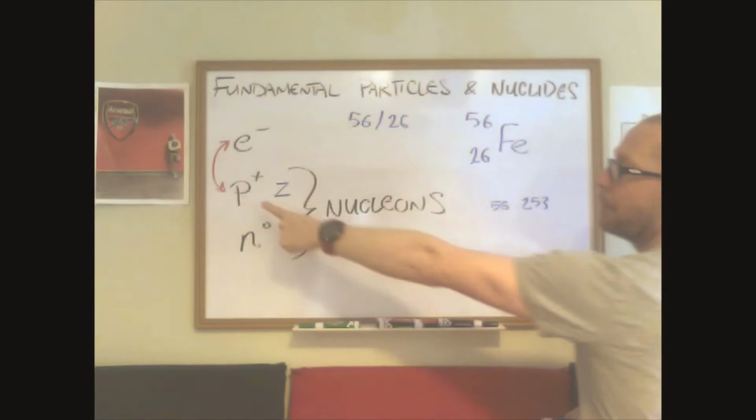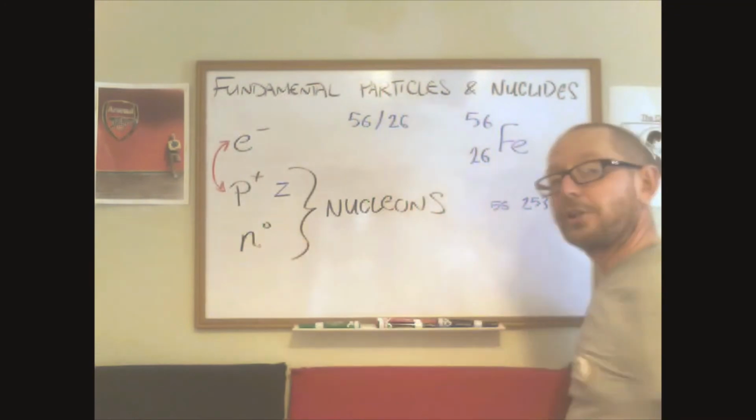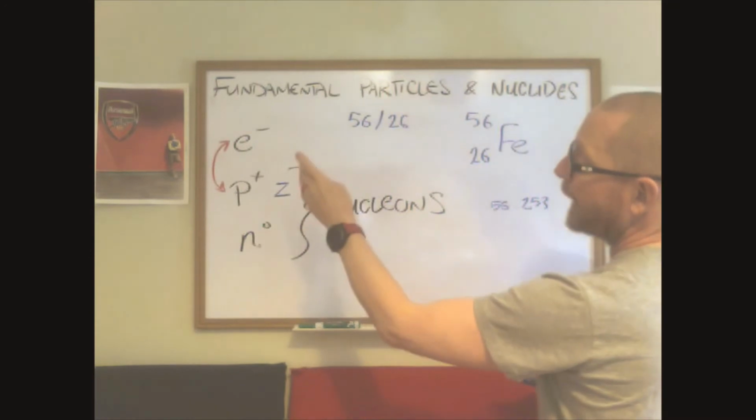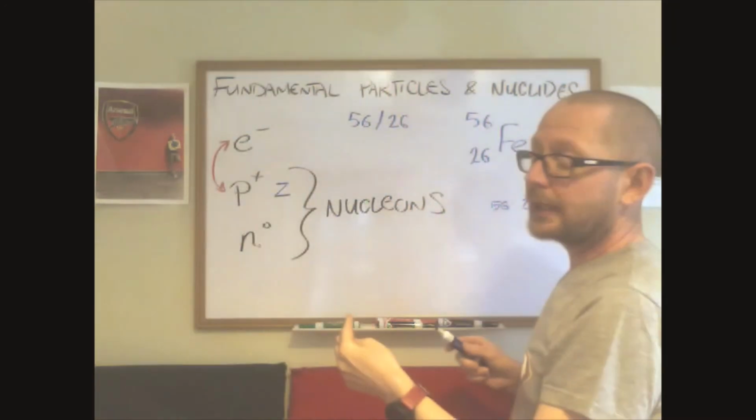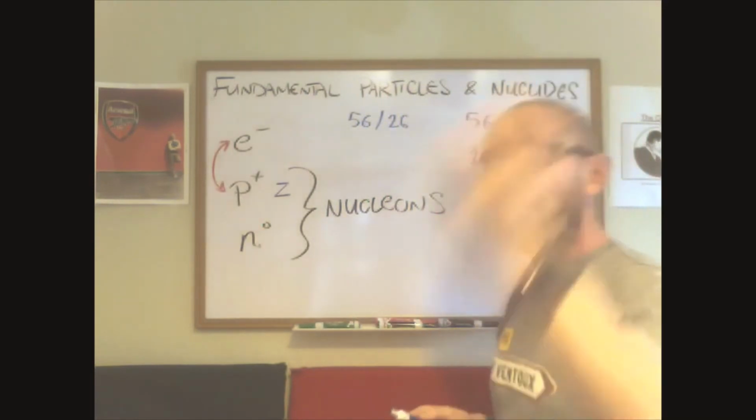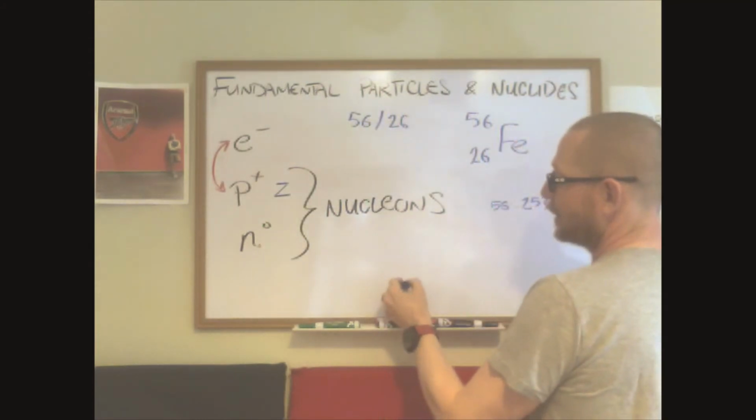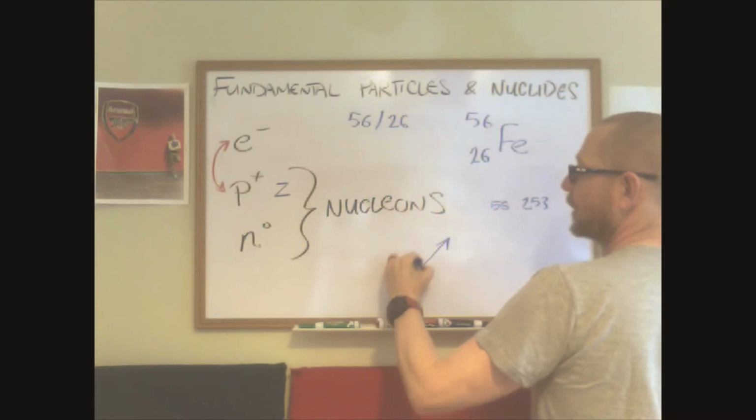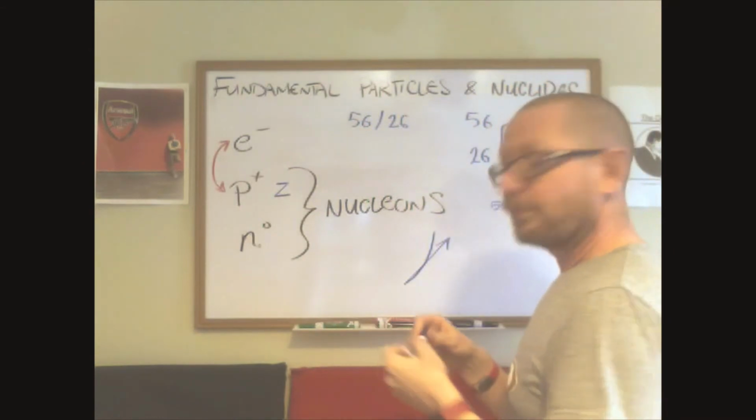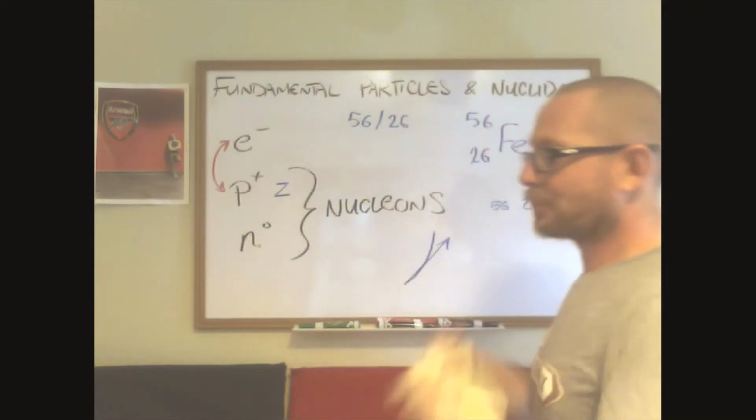26 of those things are going to be protons, which means the difference between the two, it must have 30 neutrons in its nucleus. Now, an important part about that is, as we go further and further down the periodic table, the number of neutrons is going to become ever more higher than the number of protons. Or in other words, as the number of protons goes up, the number of neutrons starts to rise at a curve.